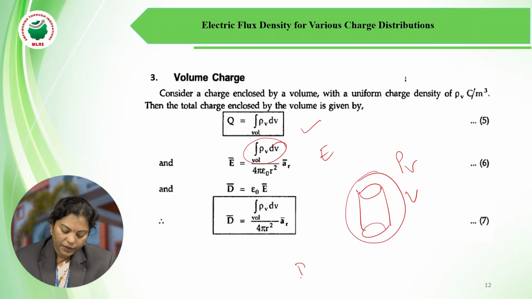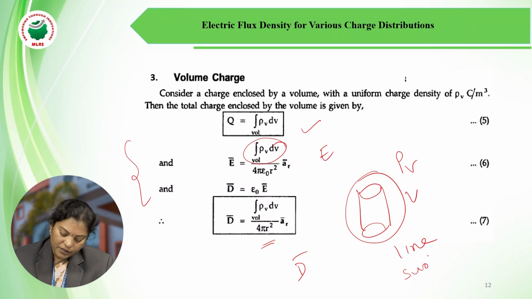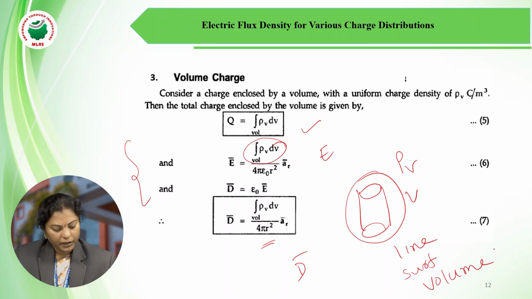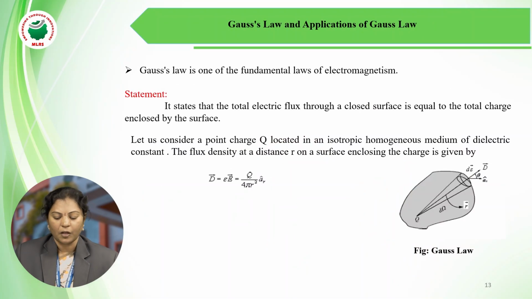So from that I am deriving the equation for electric flux density, that is D equal to volume integral of rho V dV by 4 pi r square into AR. So these are various charge distributions: first one is line charge, surface charge and volume charge. Okay, so next coming to the Gauss law.